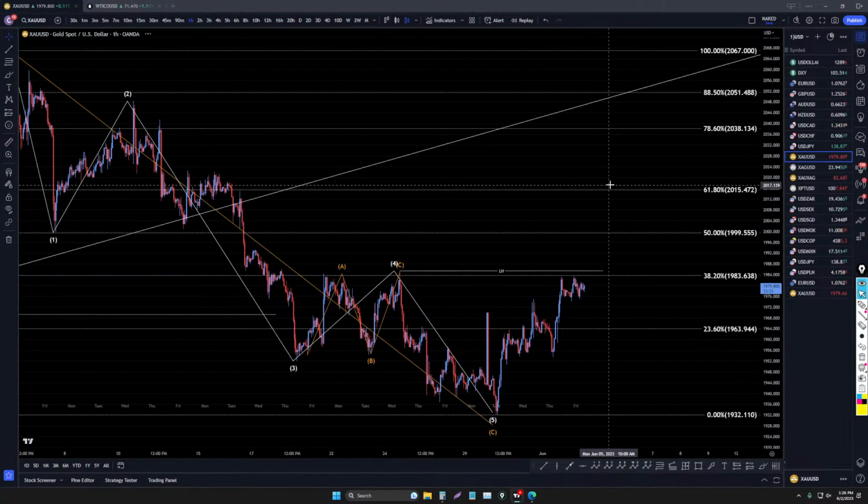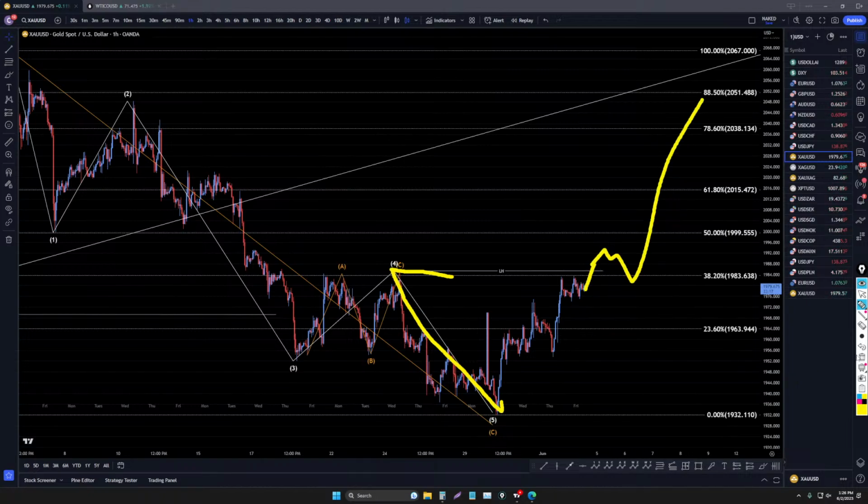Gold is definitely a favorite of a lot of people. So gold has not broken structure to the upside yet, but it's way past the 78% of this move down, which tells me that this is probably going to end up breaking structure. It probably is going to end up going up.